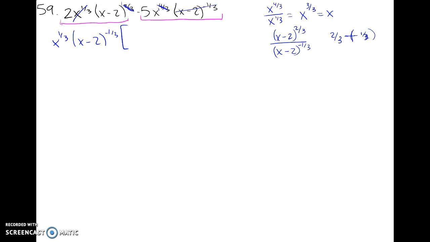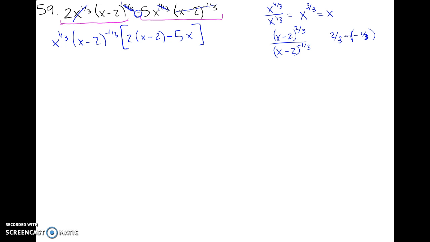Put a big bracket and write everything that you see left. So I see a 2. I see an x minus 2. I still have this minus. Don't forget about that minus. It's still there. I have a 5, and I have an x. And then this one is just 1, so I don't need to put it.